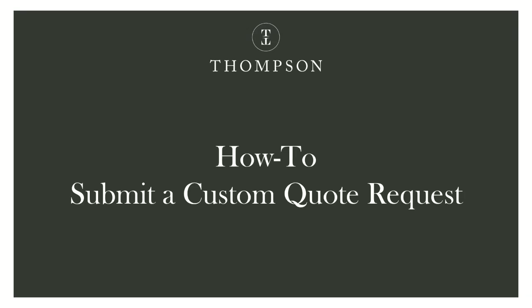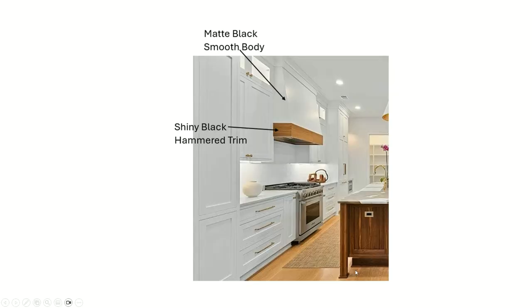This video is a guide on how to submit a custom quote request to Thomson. Most custom quote requests start with a client vision. They see an image of a range hood or an item that they like, but they'd want to modify it. So for our example, I'm going to say it's this hood, the shiny black trim that's hammered, and a matte black body that is smooth.